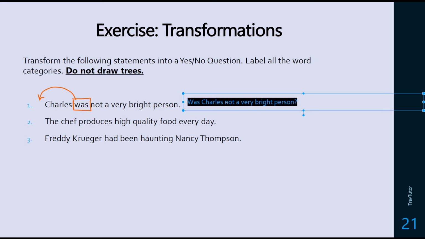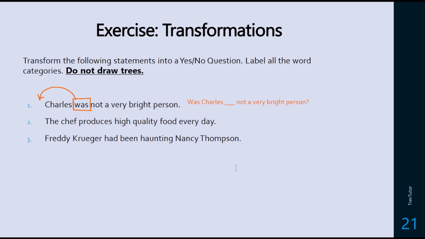And I'm going to leave an underline. I'm going to leave a little gap so you know where that word came from. That's important when we're doing this, so that way we can see where words are moving from. Okay, the chef produces high quality food every day. All I see is a main verb, which means we're going to have to introduce a word does out front and take the tense off of produce. And then we can move our auxiliary element up front. So this would be does the chef, and then does is there, produce high quality food every day?